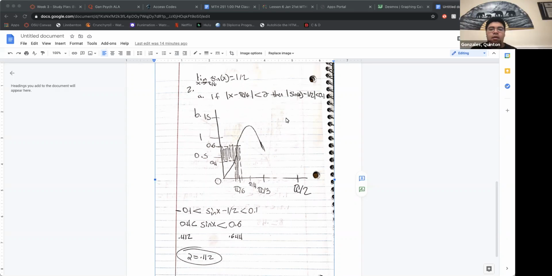And there should be a hole right here, but I guess it disappeared as I was drawing into the graph. But there should be a hole at 0.5 and pi over 6. All right, and that should be everything.